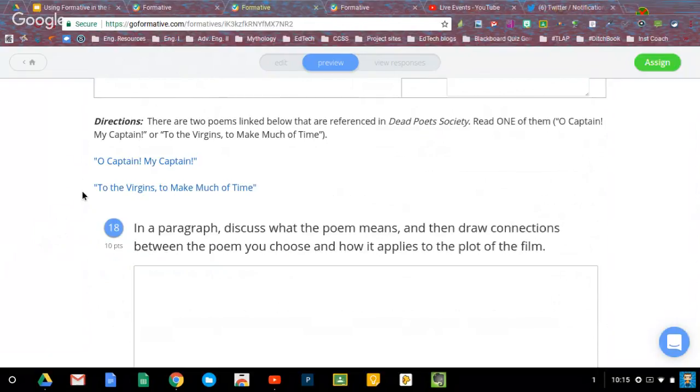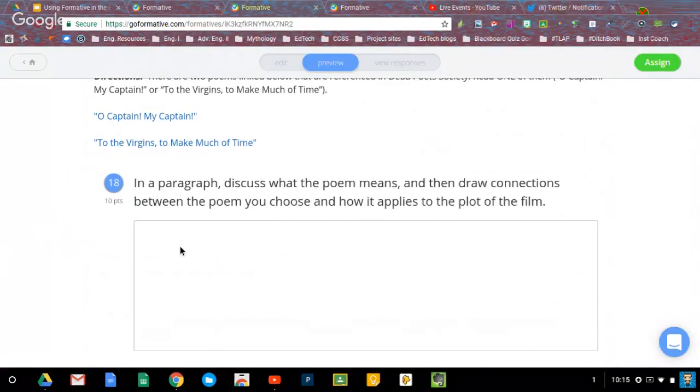I prefer them to read both of them first, then make an educated decision on which one they want to use. And then in a paragraph here at the bottom, I want them to discuss what the poem means and how it makes a connection and draws direct ties to the film that we just finished watching. And I'm really, really pleased with the answers that I get on this question.